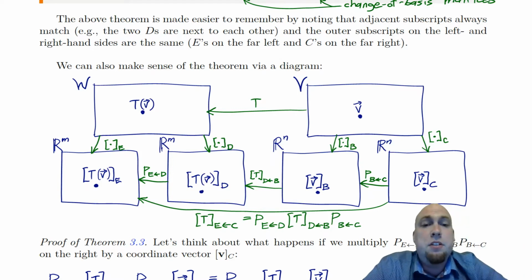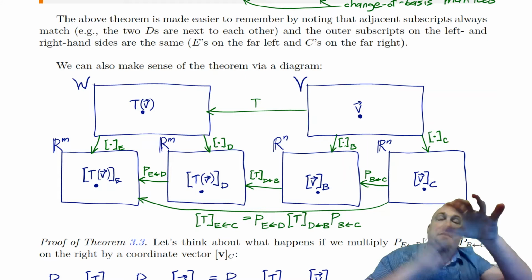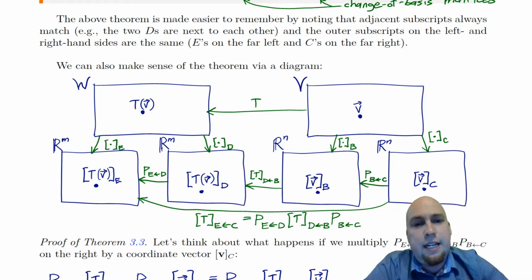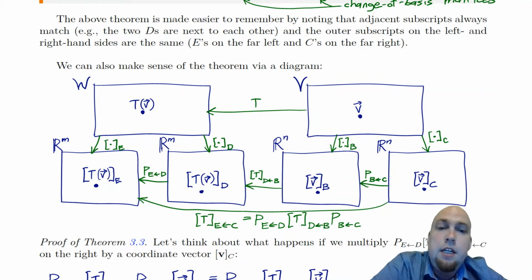And we also know how to convert coordinate vectors into the linear transformation applied to the vector and then its coordinate vector. So we know how to go from v with respect to B into Tv with respect to D. You just multiply by the standard matrix, right? That was a theorem from a couple lectures ago.